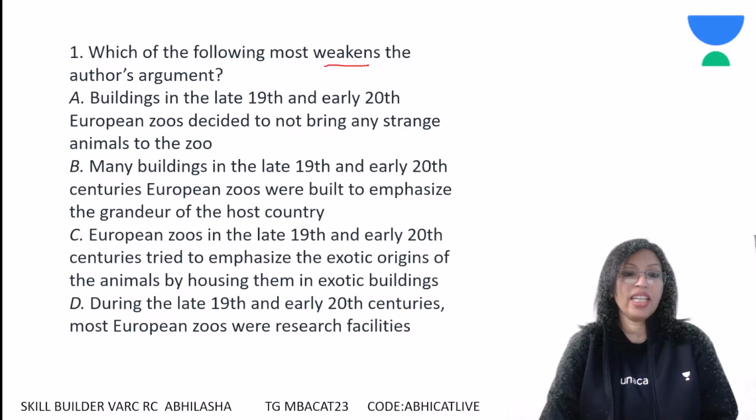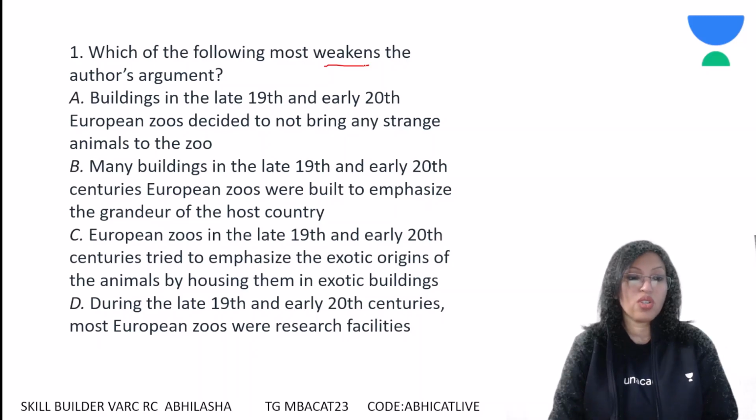Okay, buildings in the late 19th and early 20th, European zoos decided to not bring any strange animal to the zoo. Many buildings in the late 19th and early 20th centuries, European zoos were built to emphasize the grandeur of the host country. The European zoos in the late 19th and early 20th century tried to emphasize the exotic origins of the animals by housing them in exotic buildings. Okay, so this is kind of strengthening it. During the late 19th and early 20th century, most European zoos were research facilities.